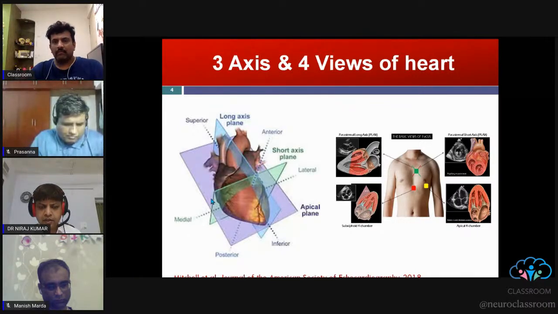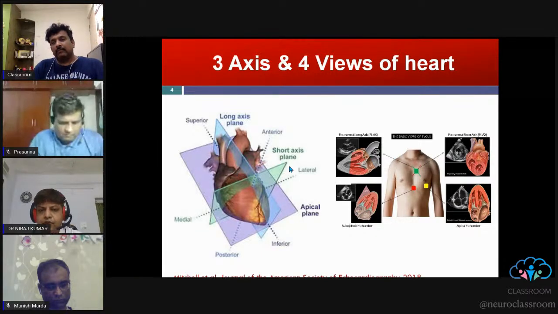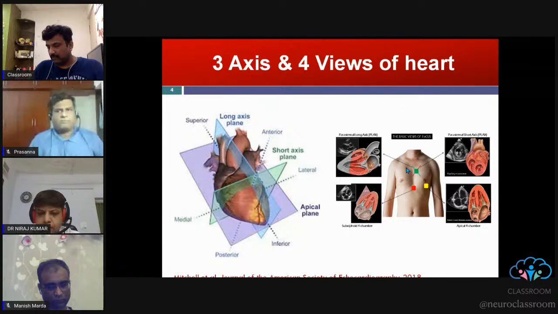And this is the second plane, that is the short axis plane, that is the transverse axis, and this is the third plane, that is called the apical plane, purple color. So that is the coronal axis. So these are the three axes, and these are the four views. So four basic views are very important in the initial part.